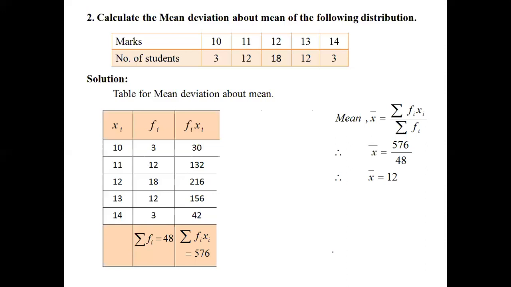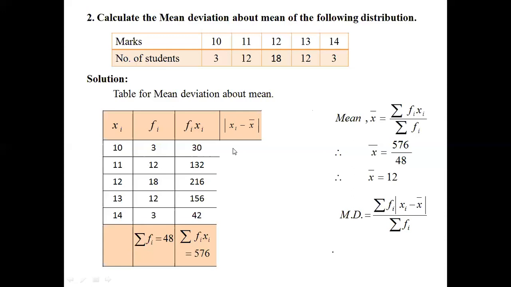As we have to find out the mean deviation, the formula is: the mean deviation is equal to summation of fi into mod of xi minus x bar upon summation of fi. As per this formula, now we have to find out this mod of xi minus x bar. So let us find it out. Here, the value of x bar is equal to 12. Subtract this 12 from each of these observations and then take the mod of that value.